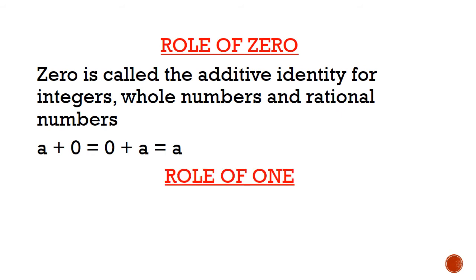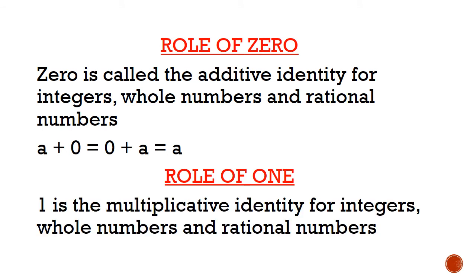Now role of 1. What can you say about 1? When you multiply a number by 1, you get back the same number. Isn't it? Will it make any change in its value on multiplying by 1? No. So you can say 1 is the multiplicative identity for integers, whole numbers and rational numbers. Because on multiplying a rational number or an integer or a whole number by 1, you get the same number. There is no change in its value. So 1 is a multiplicative identity.